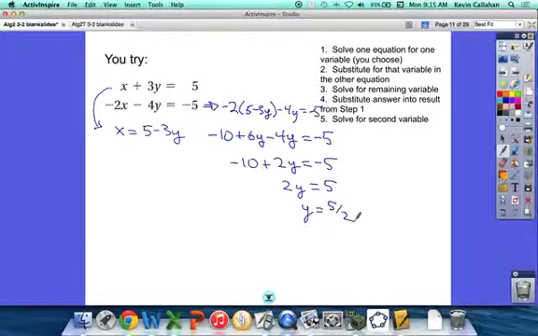How many got 5 halves for y? Got that far? Then what do you do with that? Once you get to y equals 5 halves, hopefully you got that. Then you're going to plug that in here.